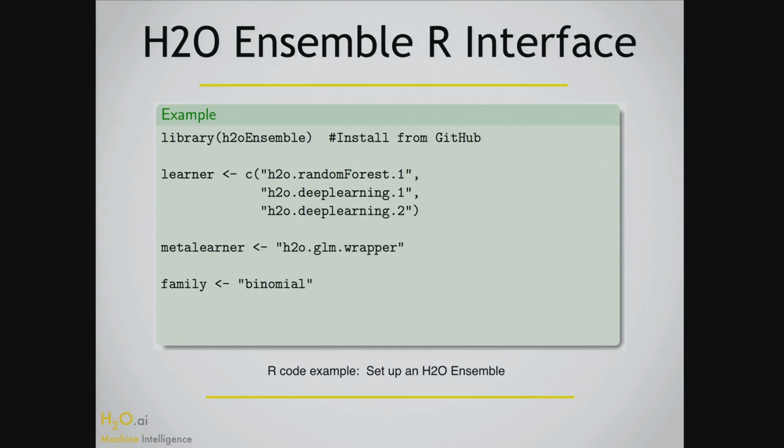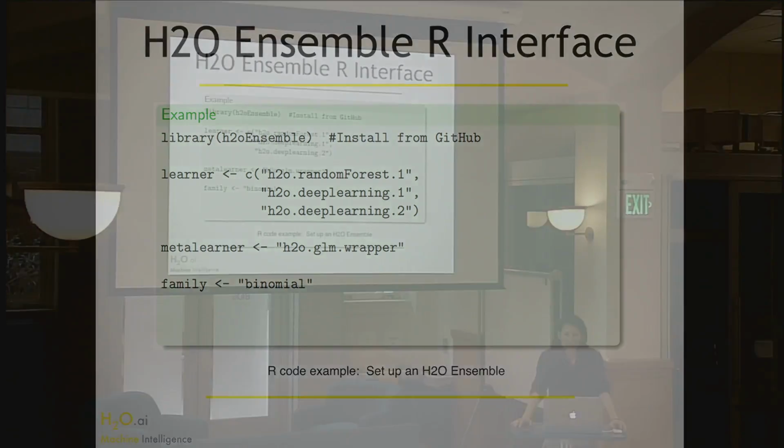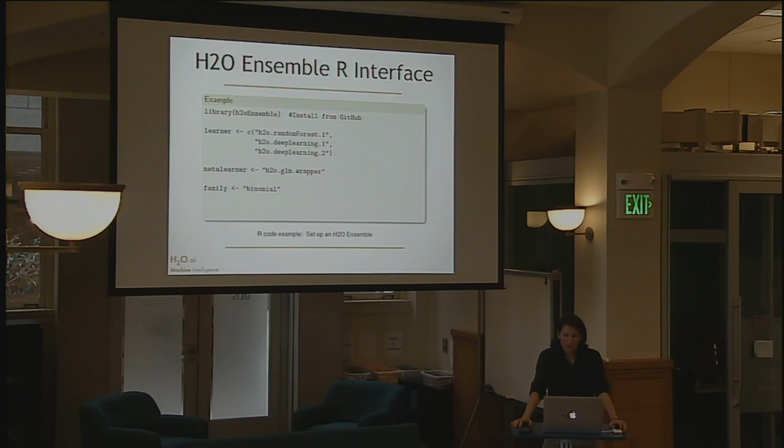Then I'll talk a little bit about the interface. This is basically the setup. With a superlearner, you have to specify what base learners you want to put in the ensemble. That's your job as the user: to come up with a bunch of different models that you want to throw in there, and then specify what the meta learner function is. These things right here are just strings.